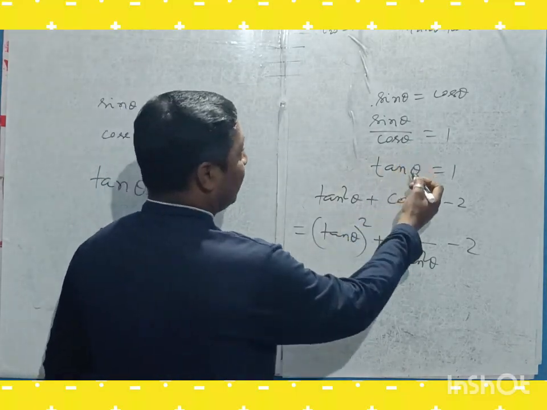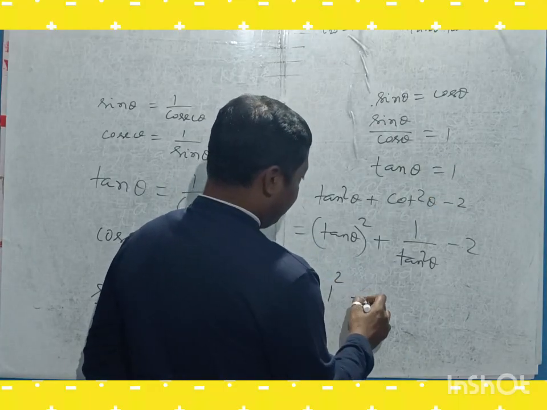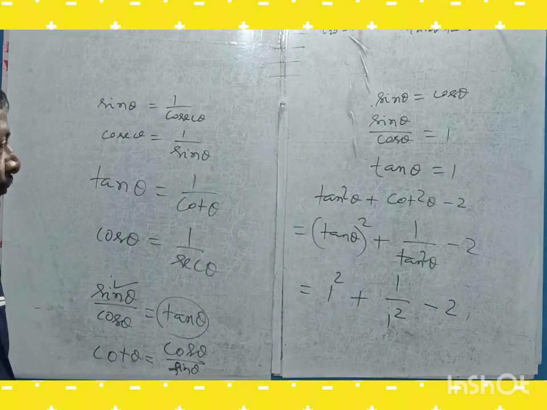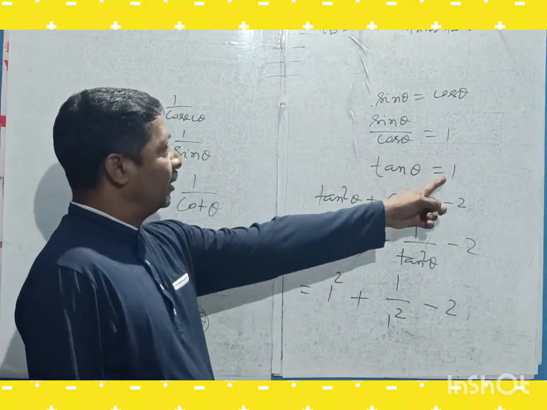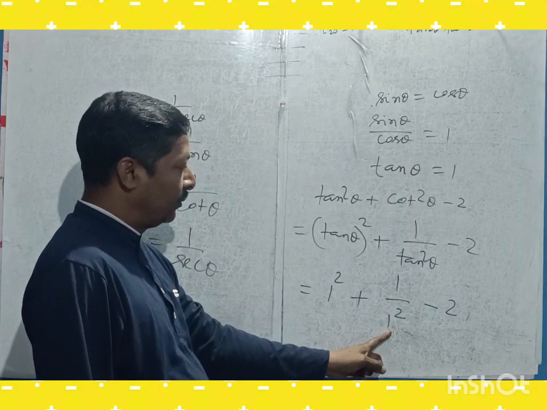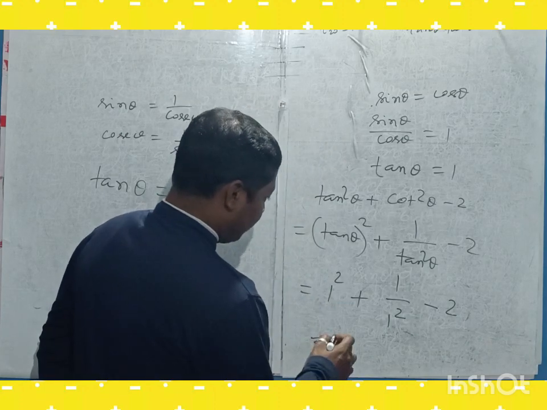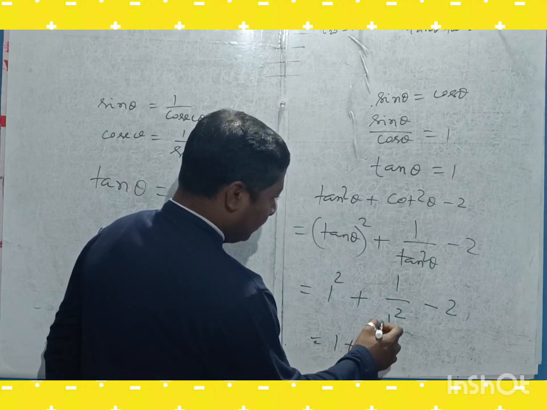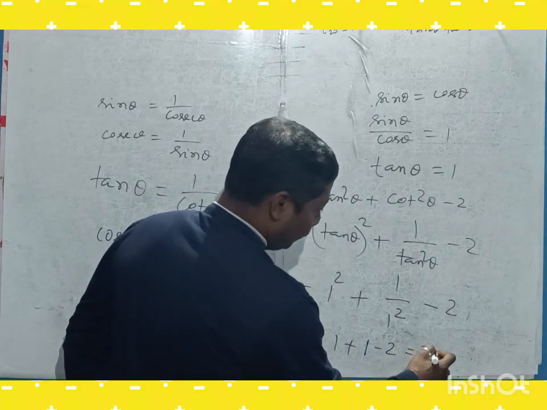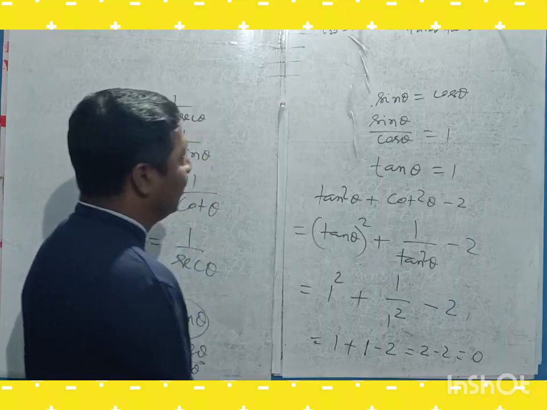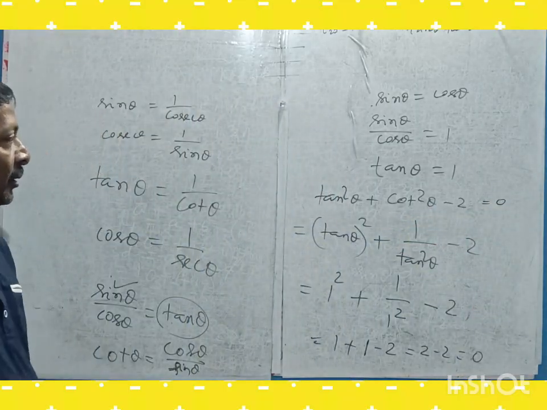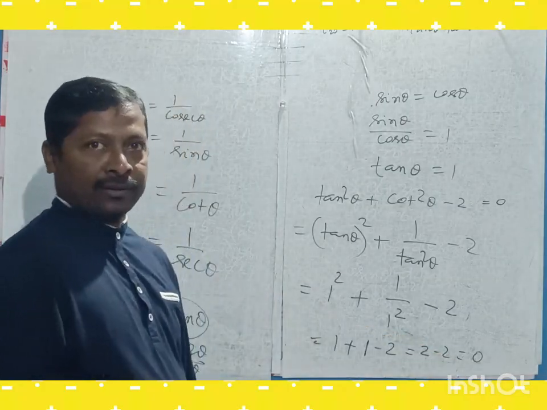So what is tan theta? Tan theta equal to 1, so 1 square plus 1 by 1 square minus 2. 1 square is 1, 1 by 1 square is 1, so 1 plus 1, 2 minus 2 equal to 0. So the value of this one is 0. You have 4 options and there will be 0 in one option. Okay.